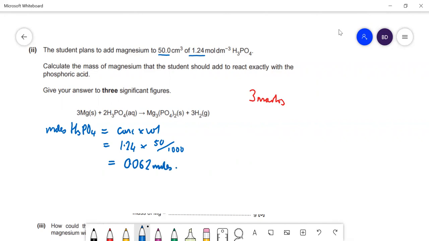Now, this equation shows us that 3 moles of magnesium react with 2 moles of phosphoric acid. So how many moles of magnesium can that much phosphoric acid react with? That's going to be 3/2, isn't it? Times that. So moles Mg is equal to 0.062 multiplied by 3, divide by 2. That gives us 0.093 moles of magnesium.